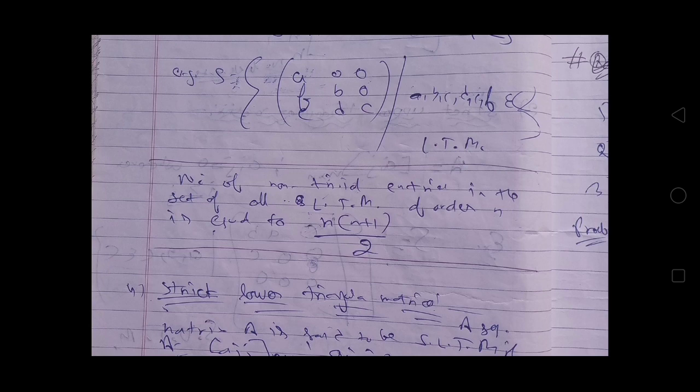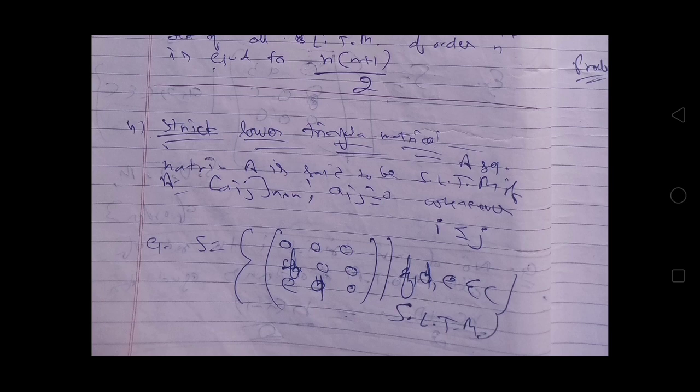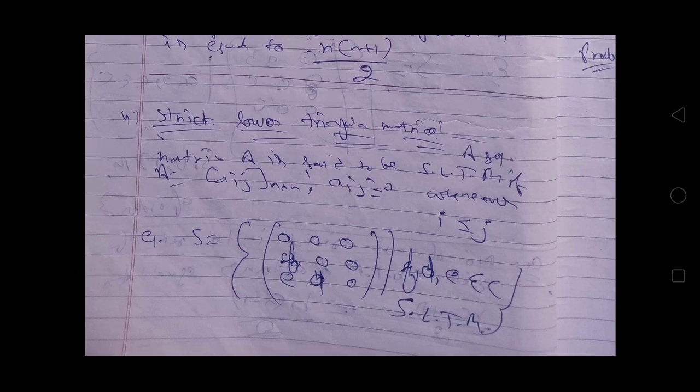Now, what is a strictly lower triangular matrix? A square matrix A is said to be a strictly lower triangular matrix if A is some matrix of order n cross n whose entries are Aij, where Aij is equal to 0 whenever i is less than or equal to j. So you can see a strictly lower triangular matrix is a special case of a lower triangular matrix.